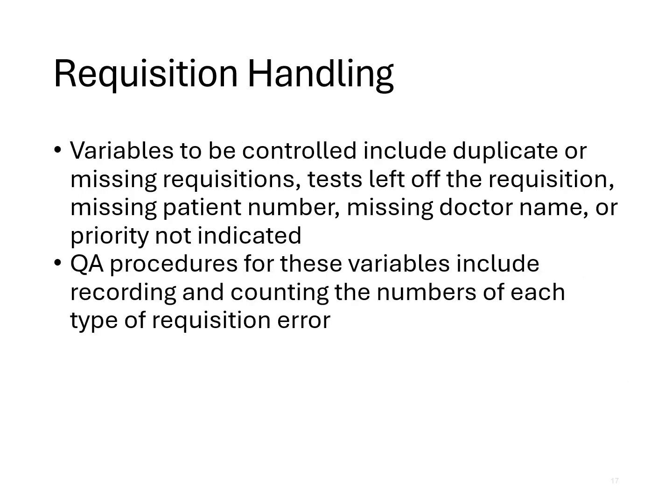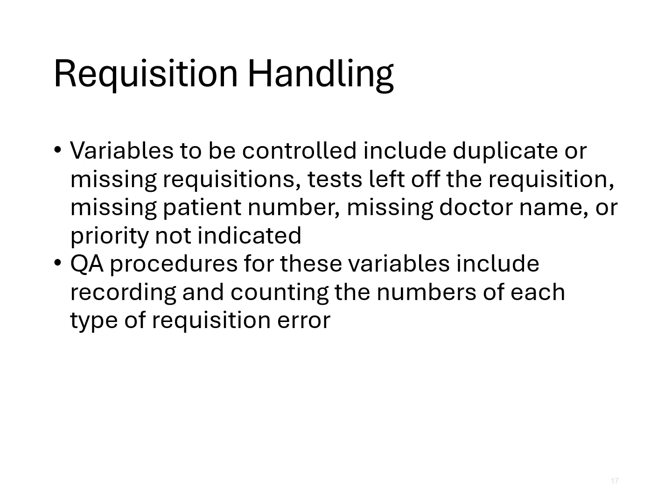Requisition handling: there are variables to be controlled, which include duplicate or missing requisitions, tests left off the requisition, missing patient numbers, missing doctor name, and no priority indicated on the requisition. So you need to make sure that they are accurately and completely filled out with the patient number, test, and priority.